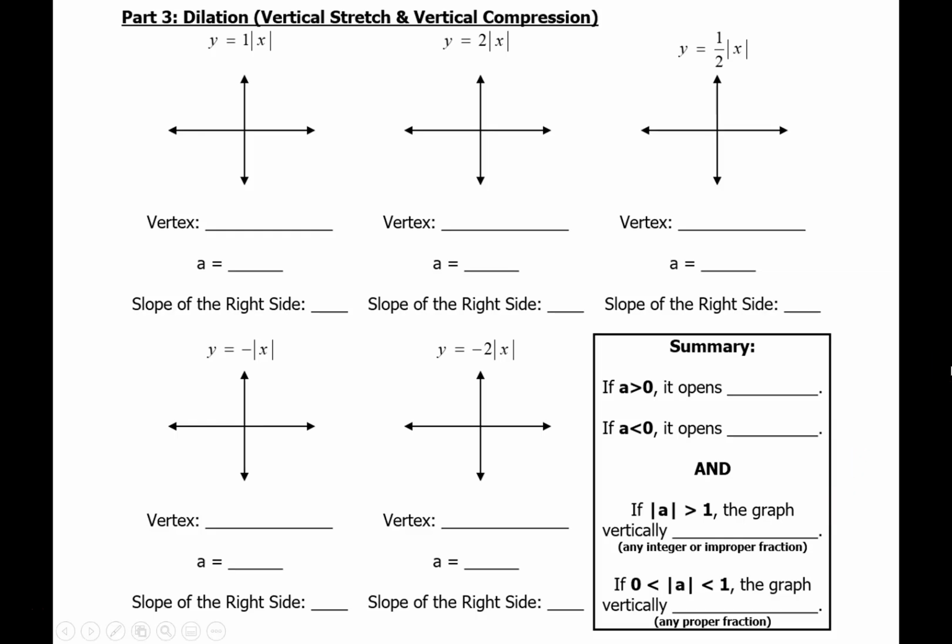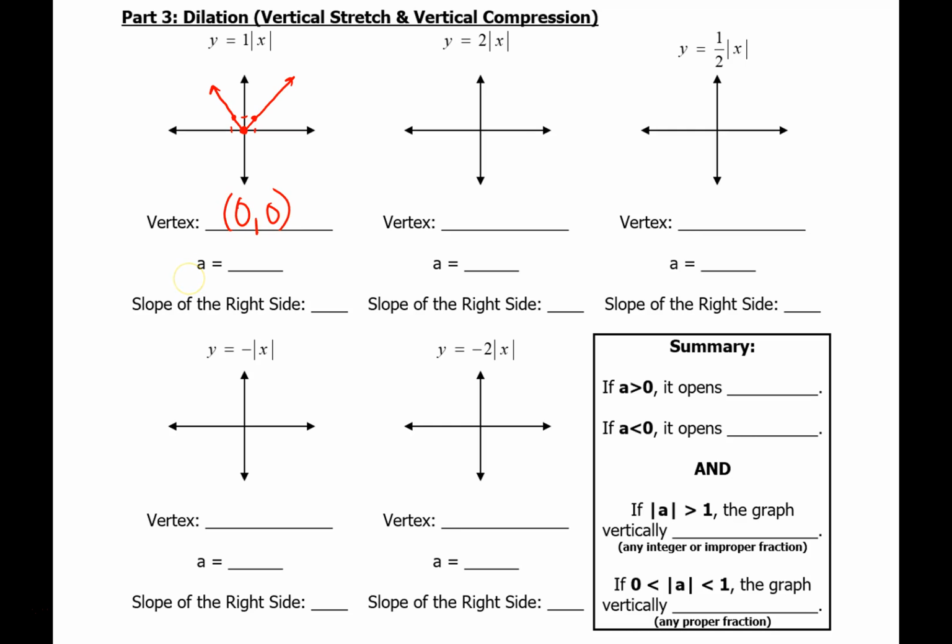1 times 2 is still just 2. 1 times 4 is still just 4. 1 times the absolute value of x is still just the absolute value of x. So that means our vertex is still at 0, 0, and our slope is still rise 1, run 1. Now, that means our vertex is 0, 0.